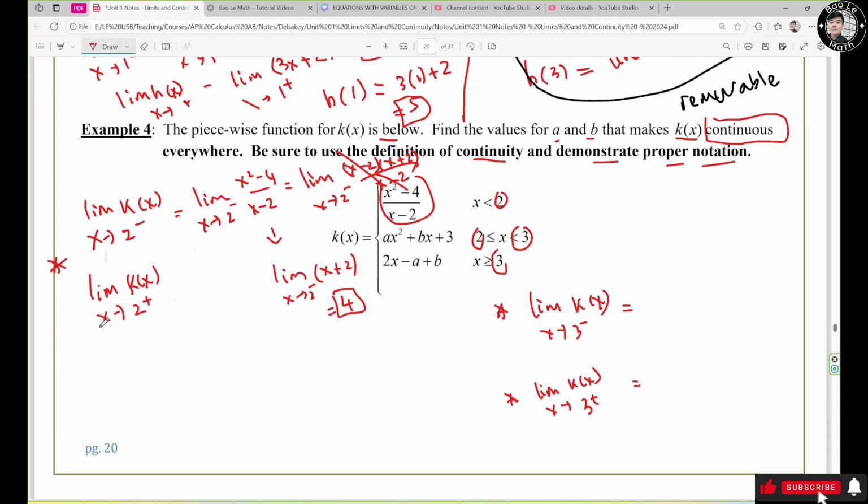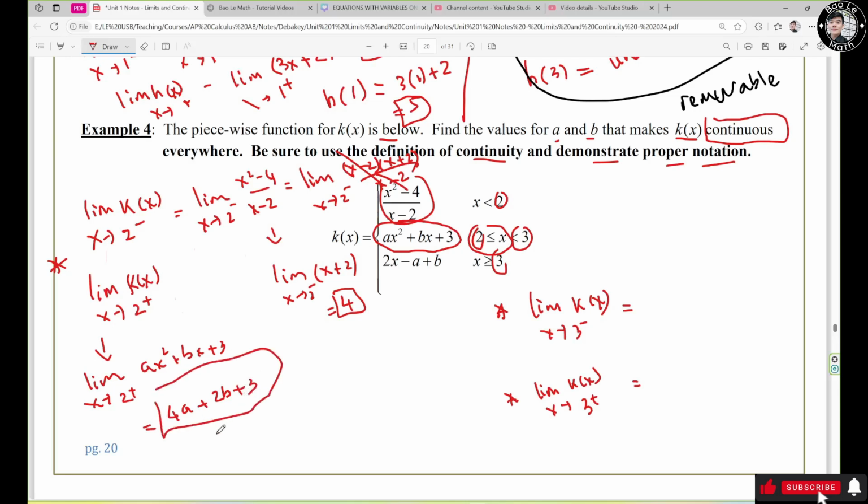Alright, now the second one right here. It's going to be limit of the function a s squared plus b s plus 3, right? Because you have this one right here. So it could be a s squared plus b s plus 3 when s approaches 2 plus. Now you substitute 2 for s, so it's going to be 4a plus 2b plus 3, right? This is the second one.